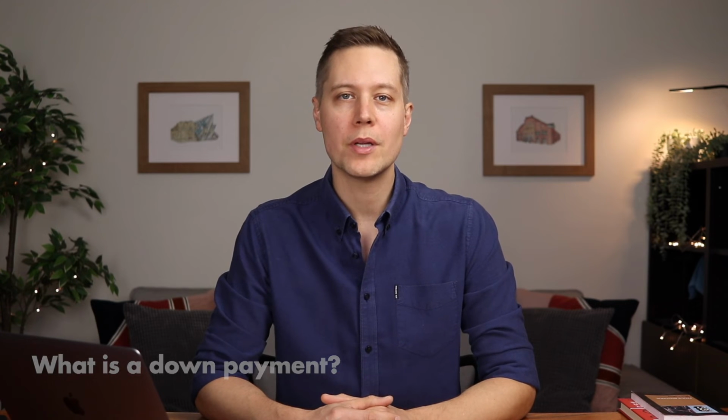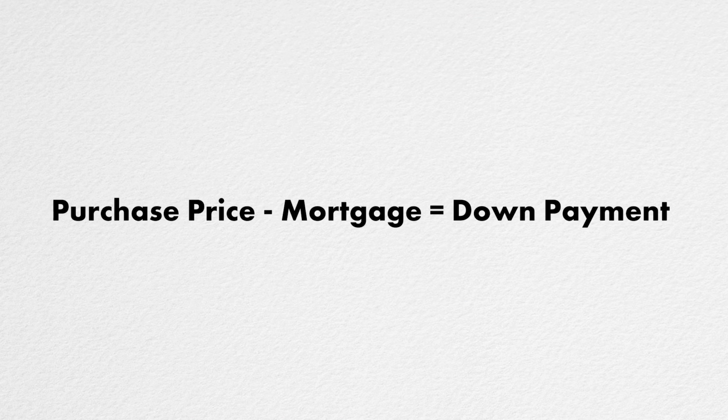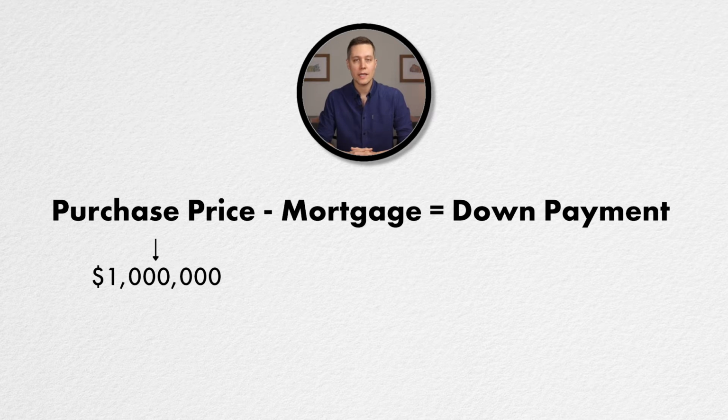Simply put, the down payment is all the money that the buyer pays up front, meaning it is their own money and it is not the mortgage, towards the purchase price of the property. In other words, it's the portion of the purchase price that is not financed. If you want to think of it like an equation, it would look something like this: purchase price minus mortgage amount equals down payment.